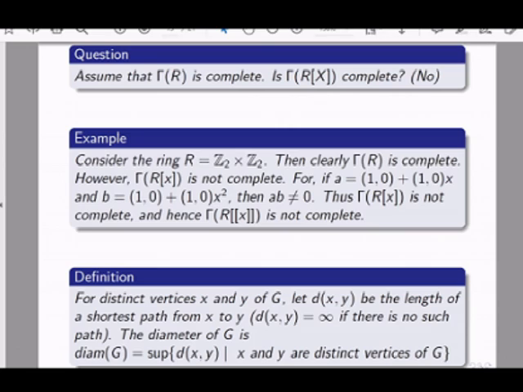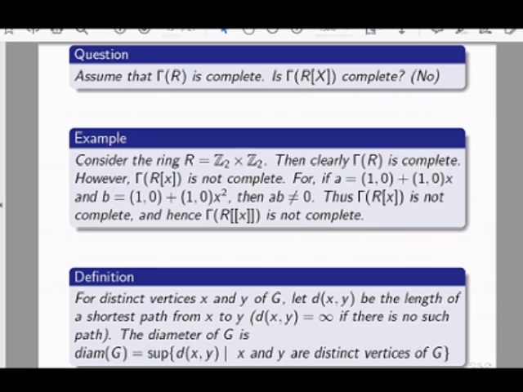But the polynomial ring, the zero divisor graph of the polynomial ring is not complete. Take A to be this vertex and B this vertex. When you multiply them, you don't get 0, because complete means there should be an edge between every two vertices. Okay? All right.